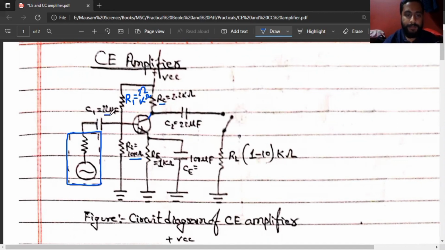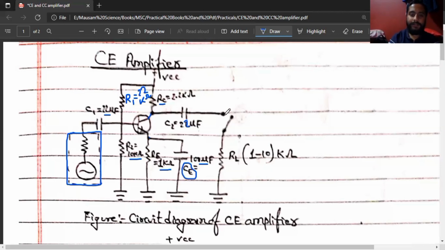And here is C2. C1 is 22 microfarad, and C2 will again be 22 microfarad. From the emitter we will take out RE, that is a resistance connected from the emitter to the ground. Its value is 1 kilo ohm. From here the same connection is given to CE, the emitter capacitor kept at the emitter, whose value is 100 microfarad.